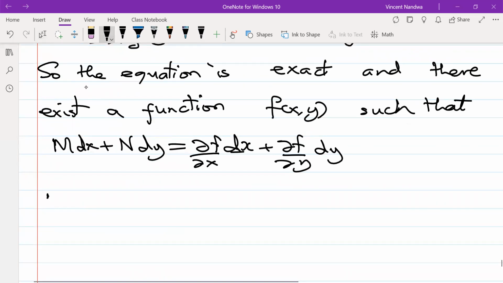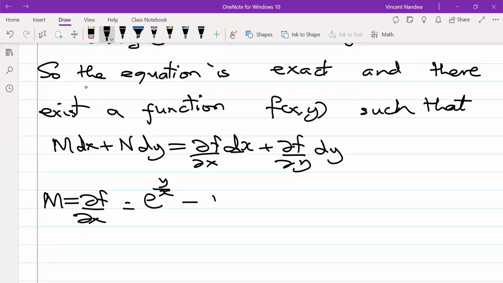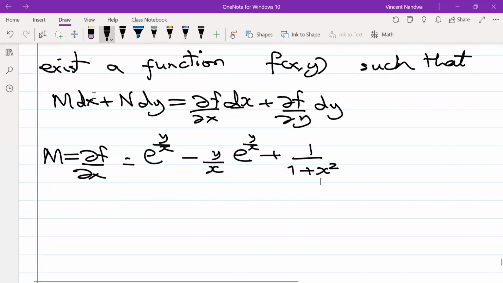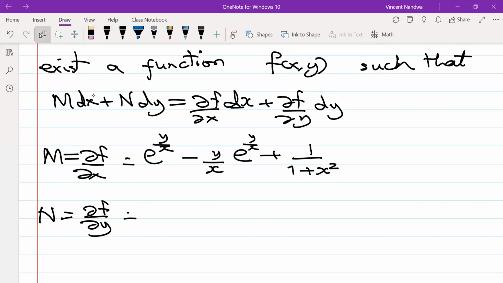So M is the same as partial f partial x, which is e power y over x minus y over x e power y over x plus 1 over 1 plus x squared, and N, which is partial f partial y, is equal to e power y over x. So we call this equation 1, we call this equation 2.